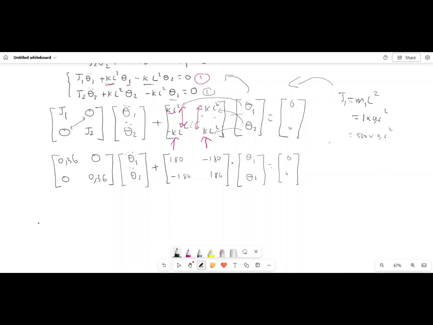Okay, now the first question they said normalized. We need to normalize K. Normalization of K is written like this. So there is a formula for it. Very, very important. The formula of normalizing K is simply equal to M to the half multiplied by K multiplied by M to the half.